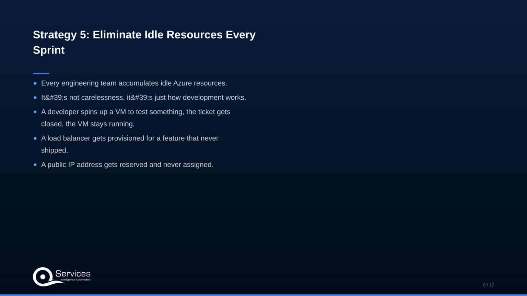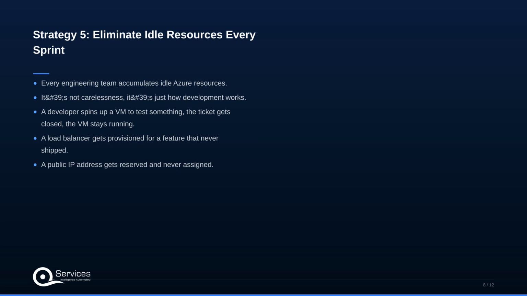Each of these costs money. Unattached managed disks run about $5 to $15 per month each. Public IP addresses cost $3.65 per month. Idle load balancers cost $18 to $25 per month. Individually trivial, but across a team of 10 engineers over a year, this typically adds up to $3,000 to $8,000 in pure waste. The fix is a recurring cleanup habit, not a one-time audit.